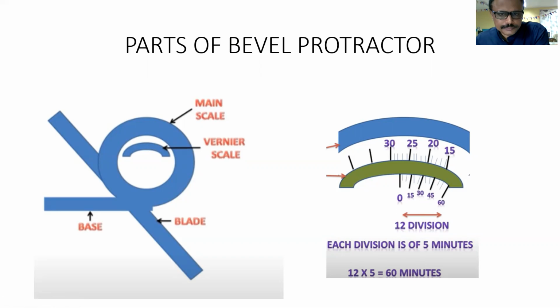In the main scale, there are readings shown as well. In the main scale, you can see this 30, 25, 20, 15. These are also readings on the main scale. So in the main scale, you can see the graduations as degrees. Here in the vernier scale, you can see the graduations in minutes. So these are some important parts of the bevel protractor.